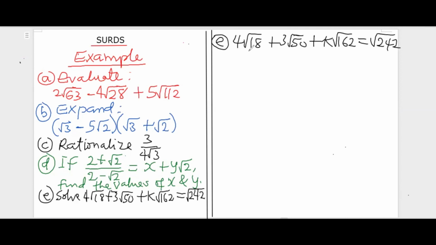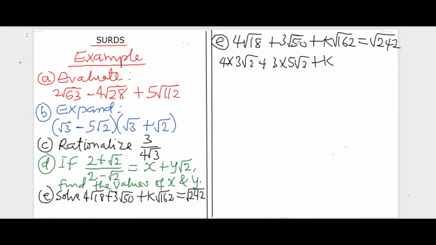Just look for the highest perfect square that is a factor of this 18. Here is 9 times 2. So 9 times 2, that means we have 4, and that 9 will come out as 3. Square root of 9 is 3. So we have 2 left there. Plus 3, the highest perfect square we can have is 25. 25 times 2 is 50. So that 25 will come out as 5. Square root of 25 is 5, and the root 2 will still be inside.